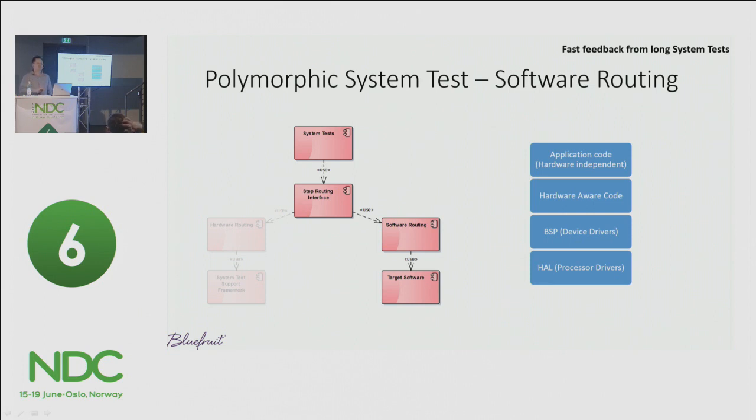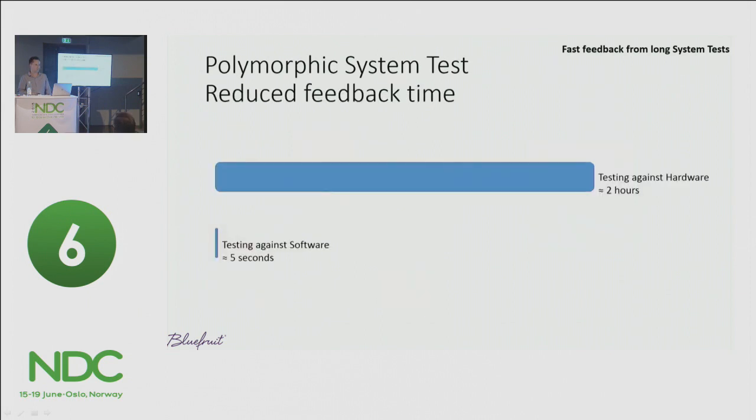So when we're testing using the software routing, we remove the code that interacts directly with the hardware, and we replace it with a fake BSP layer. This fake BSP layer tends to come from our unit tests. This means that we receive feedback from the tests in a much shorter time. Tests which used to take hours to run against the hardware now only take seconds to run against the software. And this gives us much faster feedback about when we've broken something.